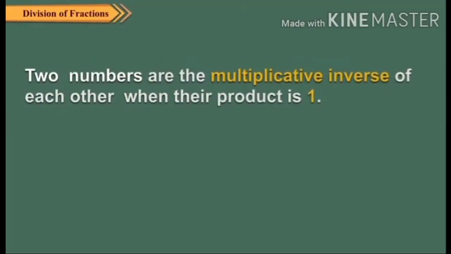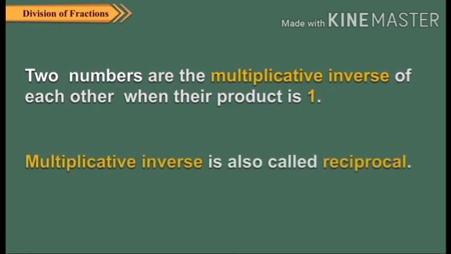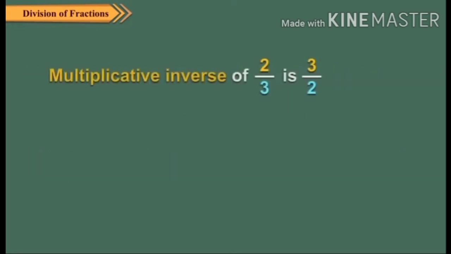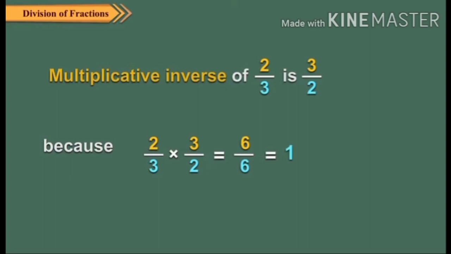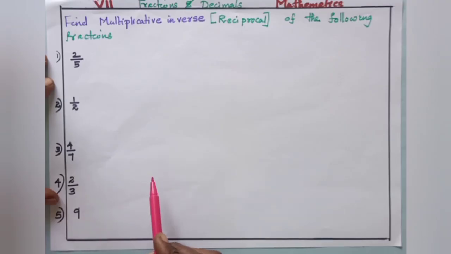Multiplicative inverse. Two numbers are the multiplicative inverse of each other when their product is 1. Multiplicative inverse is also called reciprocal. For example, the multiplicative inverse of 2 by 3 is 3 by 2. Change the numerator and denominator, because 2 by 3 into 3 by 2 equals 6 by 6, that is equal to 1. Okay students, find the multiplicative inverse or reciprocal of the following fractions.